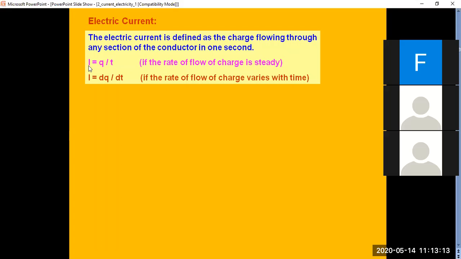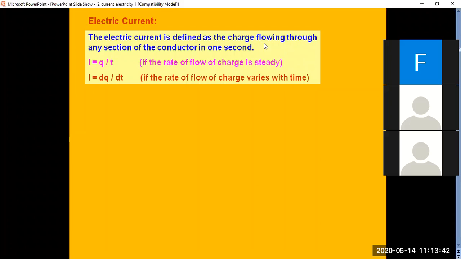Now if there's a change in charge or a change in time, then your formula will become I equals dq divided by dt. So both the terms are correct. dq divided by dt means there's some change in the charge and some change in the time. D denotes a differential. So keep this clear. Electric current, one line definition: rate of flow of charge.